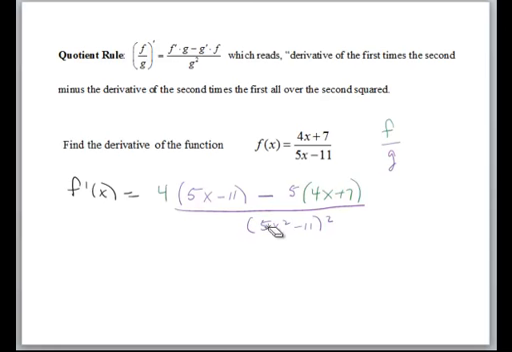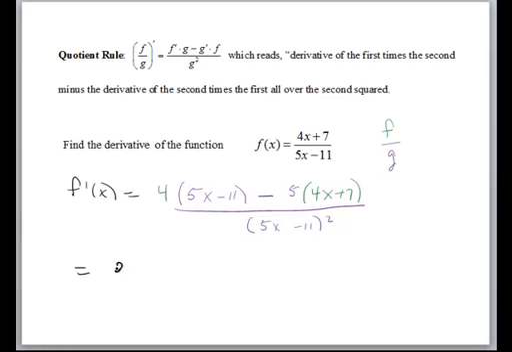Now if we are asked to, oops, that's a typo there. If we are asked to take the derivative but not simplify, you'd be finished right here. However, we are going to go ahead and simplify this one. So for simplifying, I need to distribute and combine like terms in the numerator. The denominator, you're going to leave as it is. It's factored. It's considered simplified.